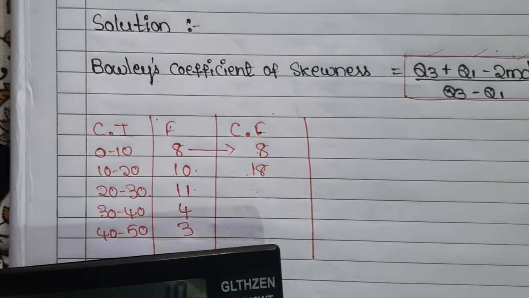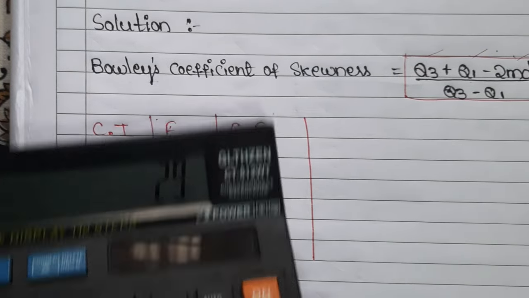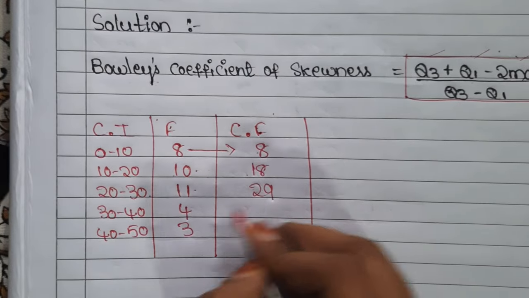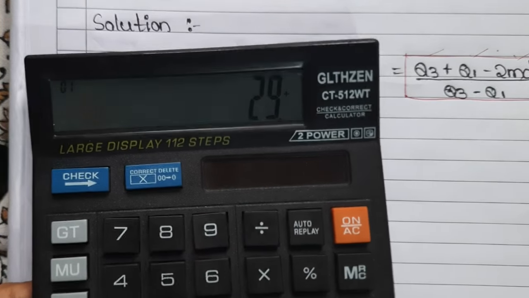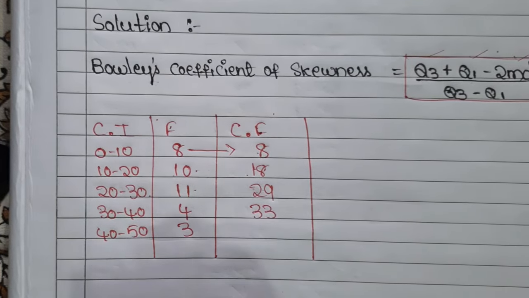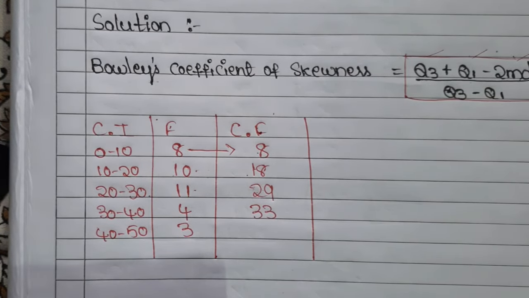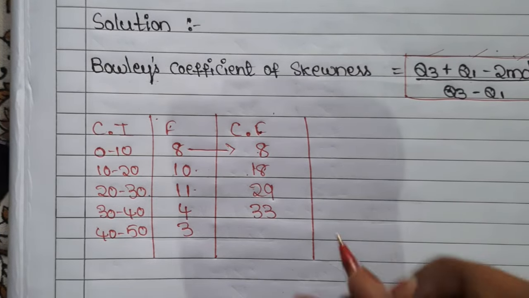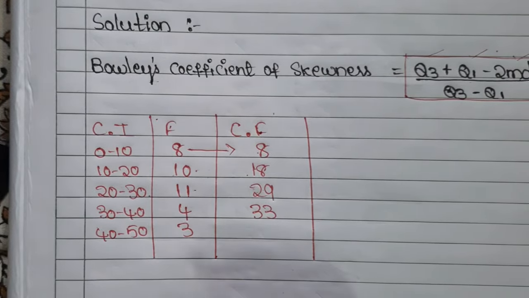18 plus 11, how much is it? It is 29, right? Then 29 plus 4. Don't do the calculations by hand. Even if the calculations are very simple, use the calculator, because a small mistake in the calculation will lead to a wrong solution.